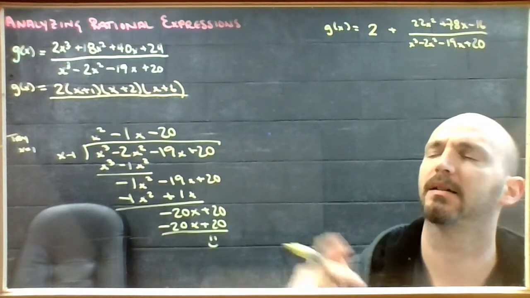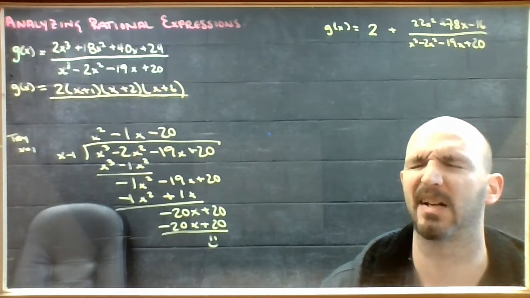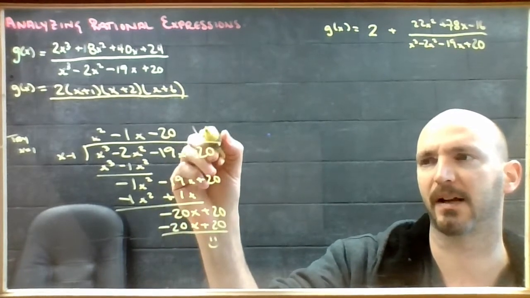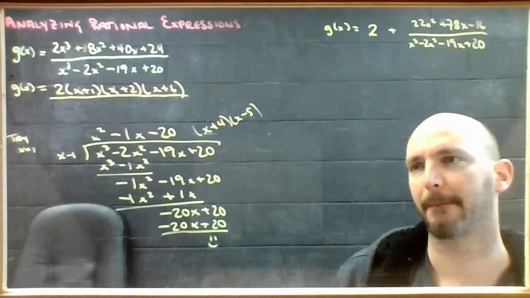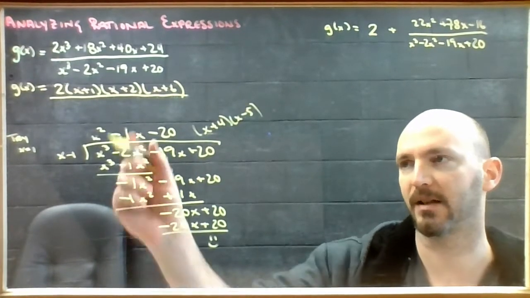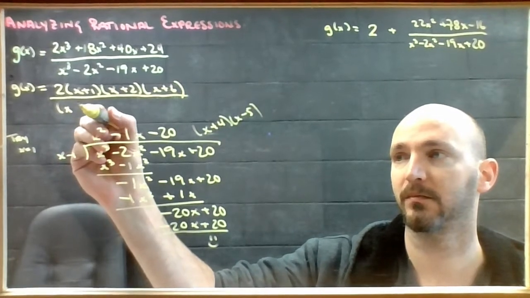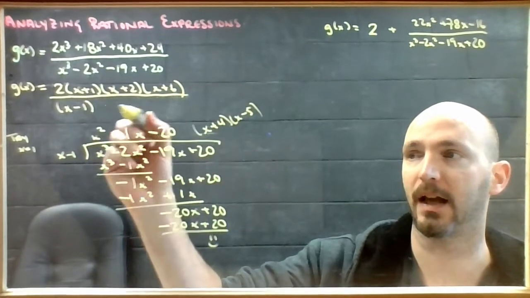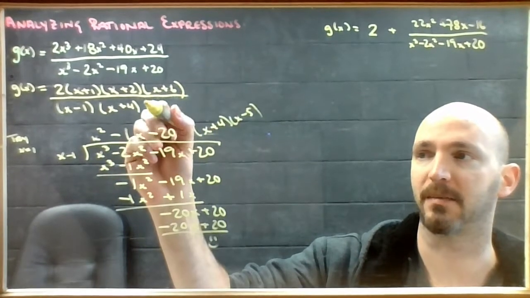This thing, 4 times 5 is 20, and if I make the 5 negative, this would factor as x plus 4, x minus 5. So my denominator then will be the factor I pulled out, and then x plus 4, and x minus 5.